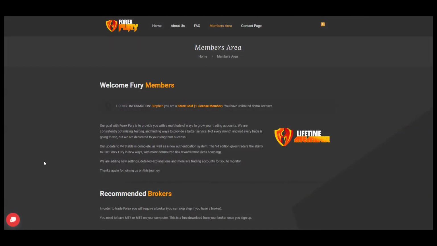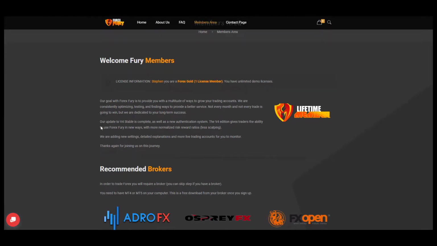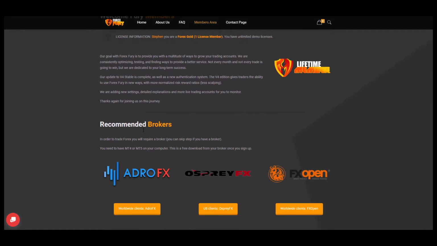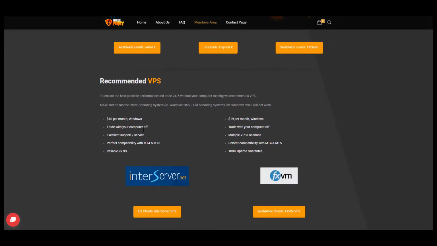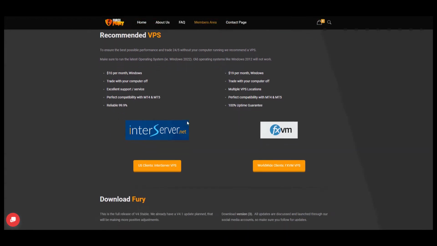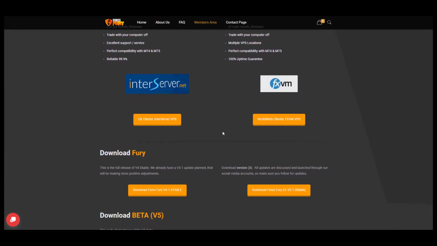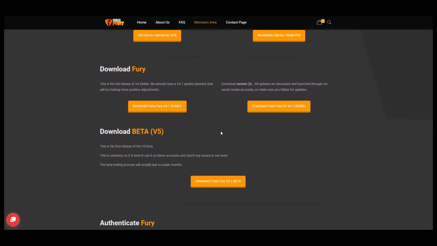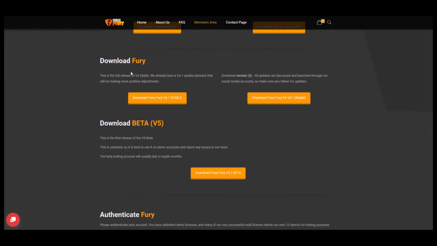So first up, I had to register for the members area, and that contains a whole load of useful information about the license, brokers that they recommend, something about VPS and getting a great connection. We're all right for those sort of things at the moment. Like I said, we're using Forex Vox and got a pretty decent setup here. And here is the download bit, the important bit that we need.